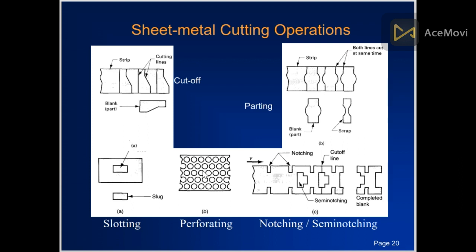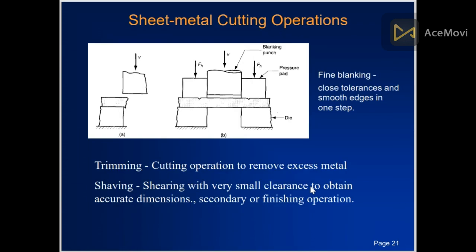Perforating is also a kind of punching operation. Notching and semi-notching: you can see this is semi-notching, and this is complete notching. Sheet metal cutting operations also include trimming. Trimming is the cutting operation to remove excess material, for example after the casting process, the excess material is removed by the trimming process. And shearing: shearing with very small clearance to obtain accurate dimensions, a secondary or finishing operation.